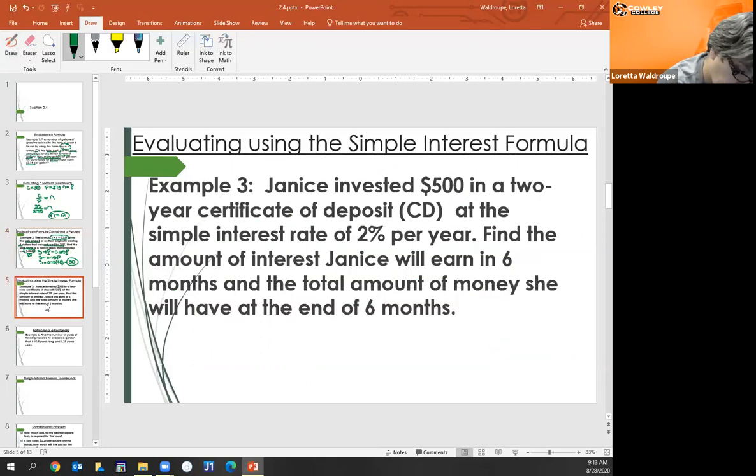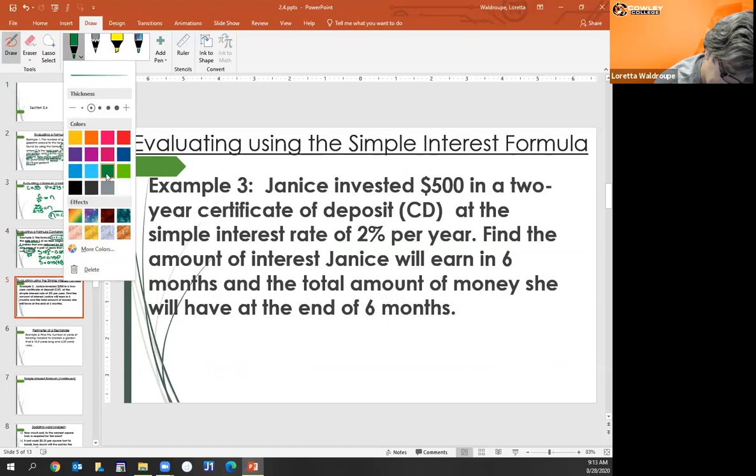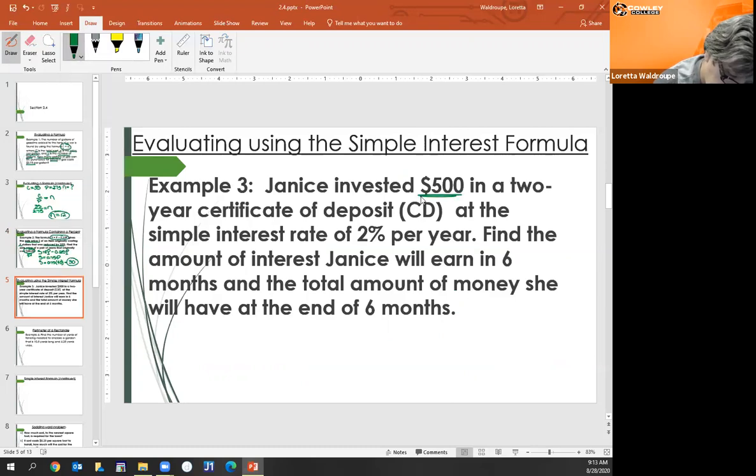Let's do one more on this lecture. Okay? Janice invested $500 in a 2-year certificate of deposit at the simple interest rate of 2% per year. Find the amount of interest Janice will earn in 6 months and the total amount of money she will have at the end of 6 months.